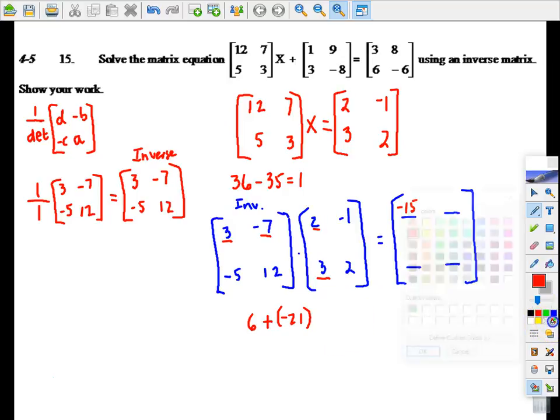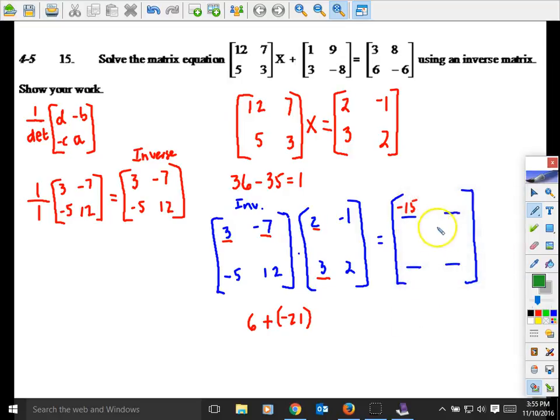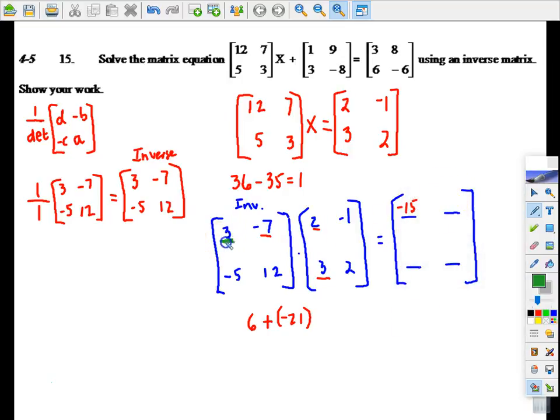Okay, let's try another color. So how are we going to get row 1, column 2? Well, we will use row 1, and this time we'll multiply times column 2. Match them up. 3 times -1, which is -3, plus -7 times 2. It's -14. You add those together and you get -17.